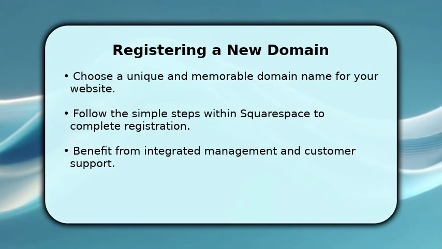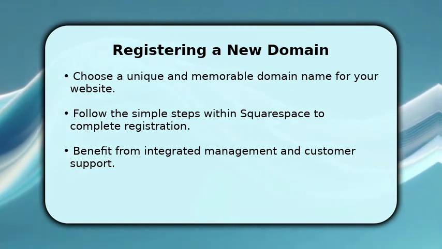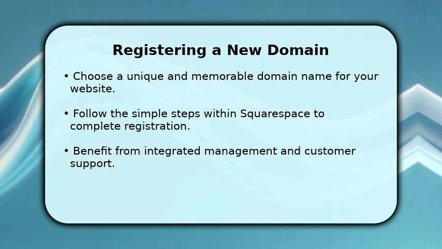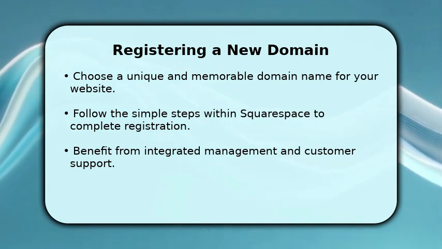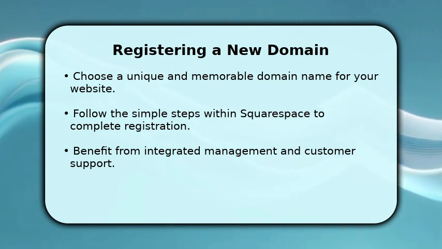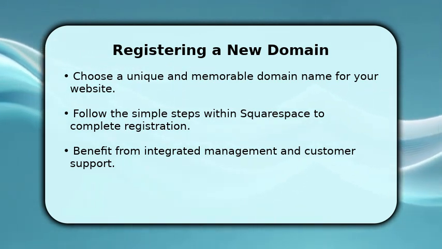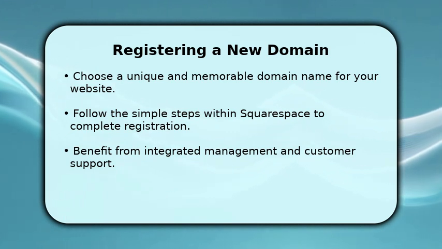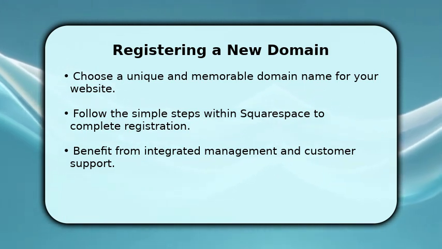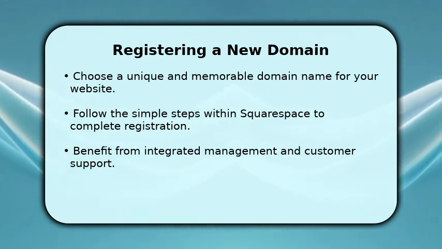Registering a new domain through Squarespace is incredibly simple. Once you have selected your desired domain name, navigate to the Domains panel in your site settings. You will be guided through a few easy steps to finalize the registration. This method offers seamless integration, meaning your domain is automatically connected and managed directly within your Squarespace account, simplifying future updates and support needs significantly.